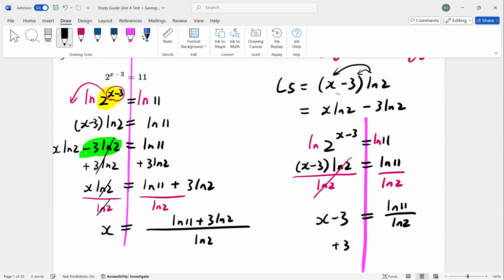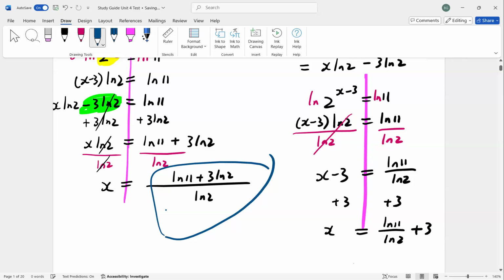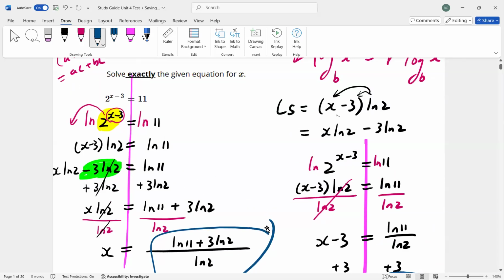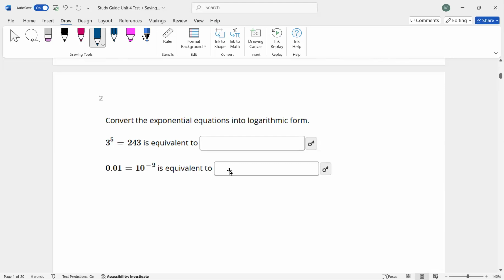And then we add 3 to each side. And then we have x equals ln11 over ln2 and then plus 3. Okay? Either way, it's the same. This answer is the same as this answer. You enter this or enter this, the system will mark it as correct for both. All right, that's the first problem. Solve an exponential equation with the second method.